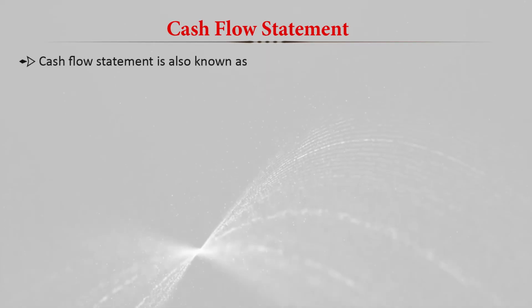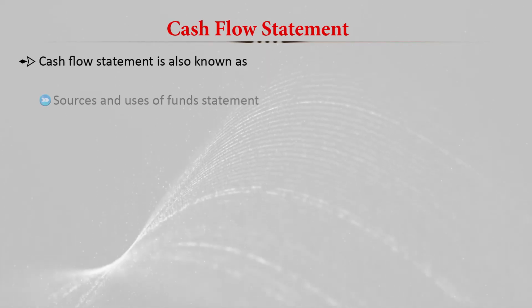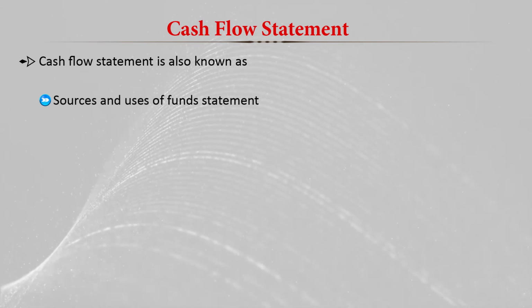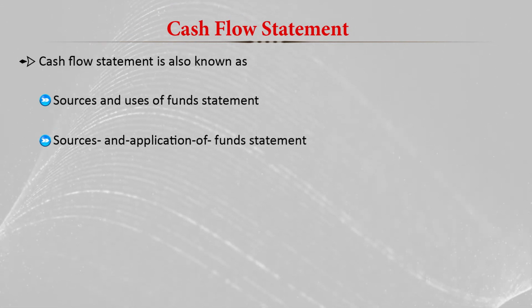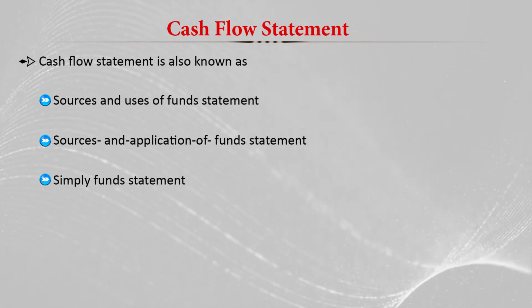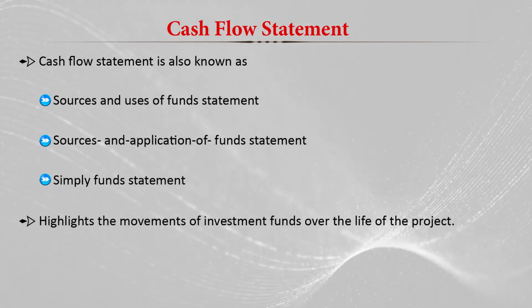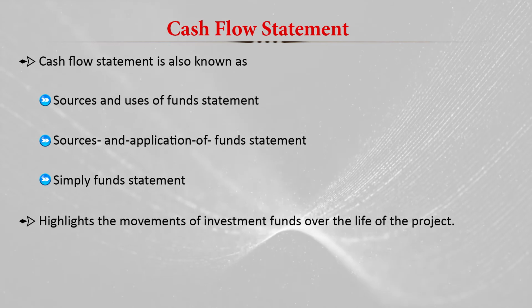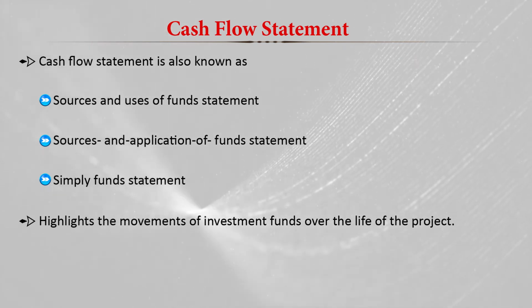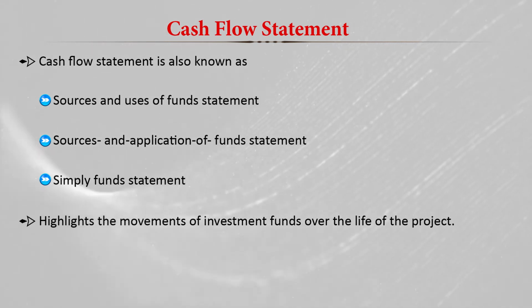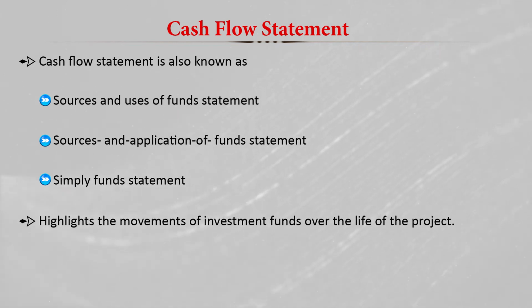Now we'll move to the cash flow statement. The cash flow statement is also known as the source and usage of fund statement, the sources and application of fund statement, or sometimes simply the fund statement. Basically it highlights the movement of investment funds over the life of the project. So it highlights how funds are coming into or going out of the firm.